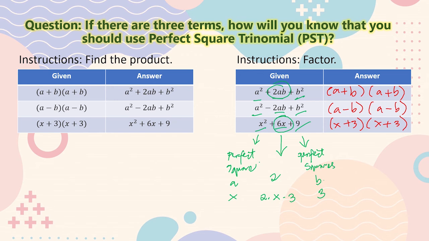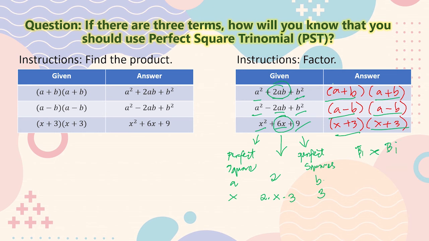The first term must be a perfect square, the third term must be a perfect square as well, and the middle term is always even. It is actually a product of our first times the third term times 2. If ever you will now factor it out using PST, so always remember that it is a binomial. So there are two terms all the time in each of our factors. The next, so bino times bino.